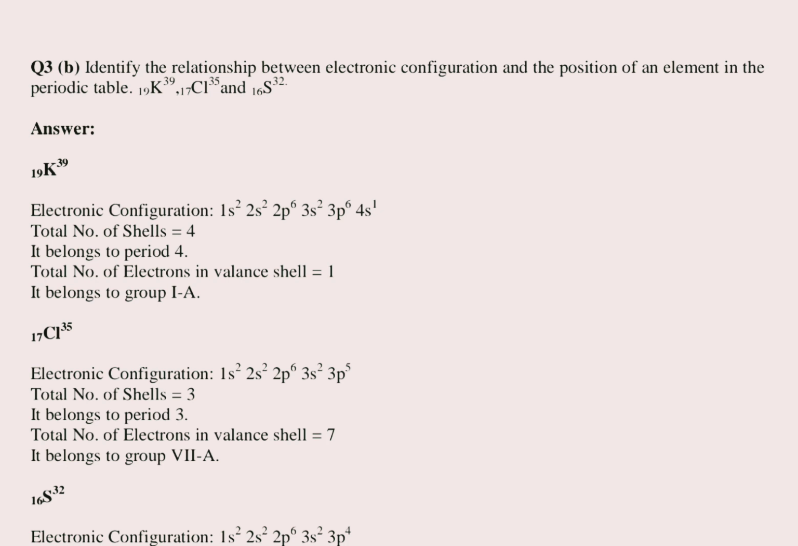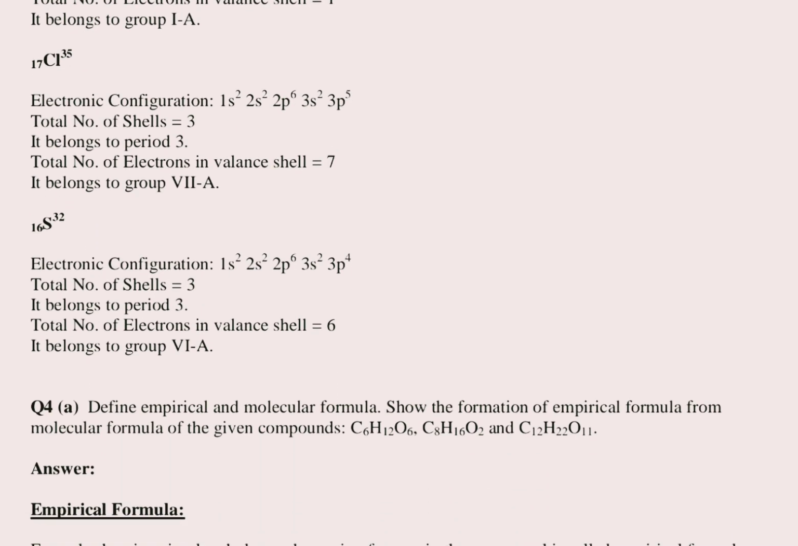And then chlorine, in addition, the valence electrons are in the third shell. So third is the period and it has 7 electrons in the outermost, so 7A group is there. And then we have sulfur, the configuration is written here. We have 6 electrons in the outermost, so that means it belongs to 6A group, and third is its period.